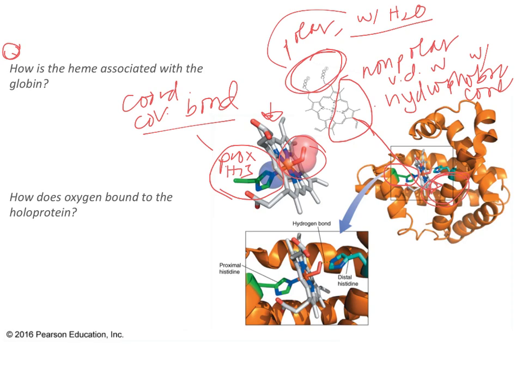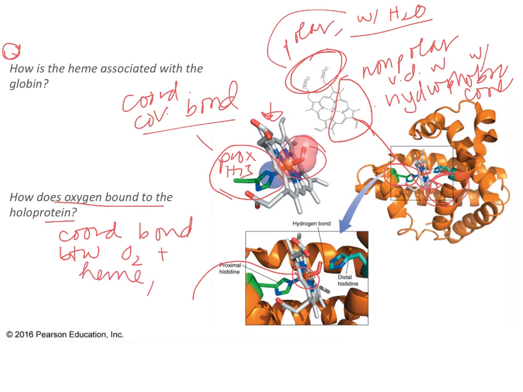And then the next question is, how does oxygen bind to the holoprotein? It binds in two ways. One, we make a coordinate covalent bond between O2 and the heme. This is very strong. And the next is a hydrogen bond between the distal histidine, meaning it is distant from the heme, and the oxygen. That's how the oxygen is stabilized within the protein.